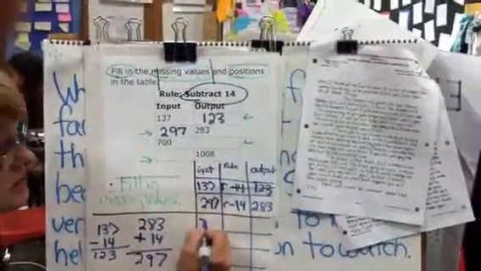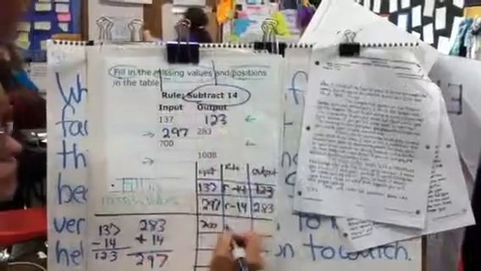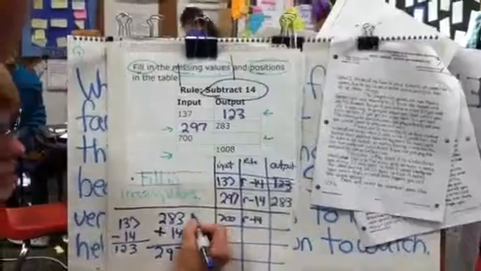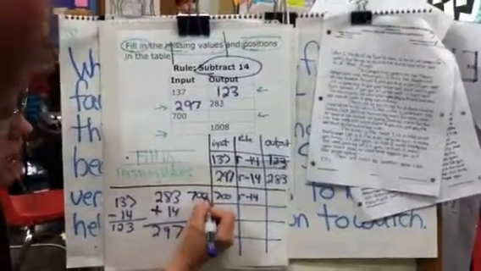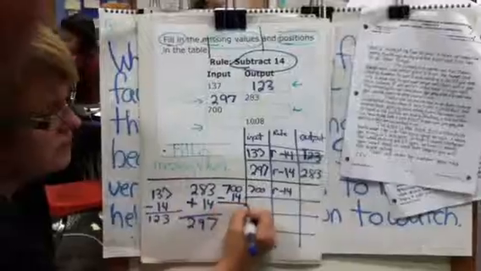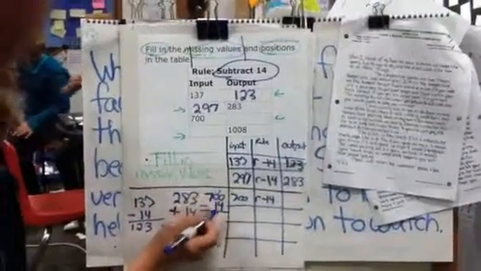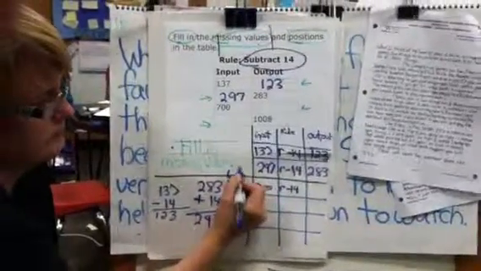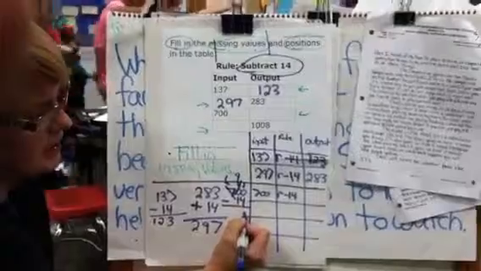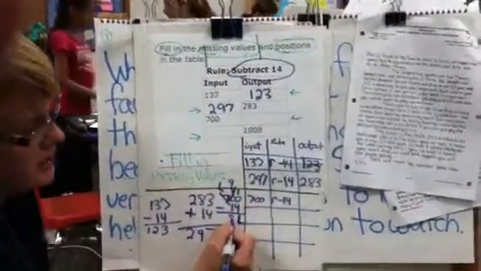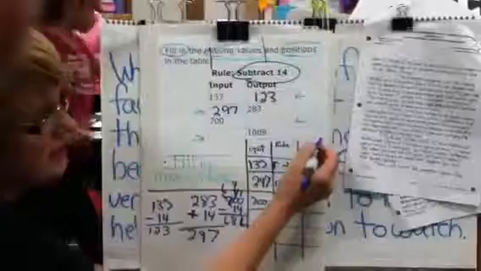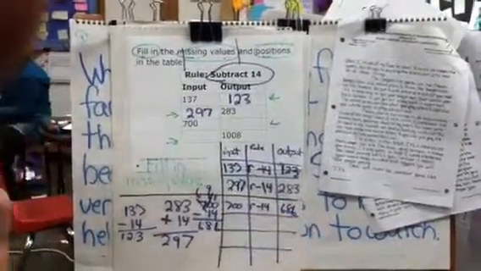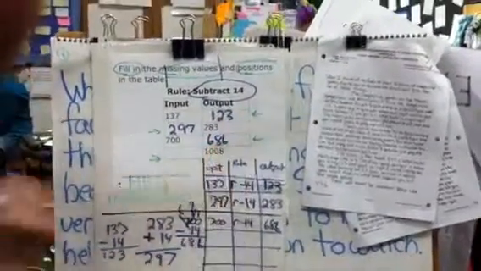My next input is 700. I know that my rule is subtract 14. So what am I going to do? I'm going to come over here to my strategy, and I'm going to subtract 14 from 700. I cannot take 4 from 0. I've got to trade. So 4 from 10 is 6. 1 from 9 is 8. And bring down my 6. That means my output in this instance is 686. And I'm going to go ahead and put that right here.